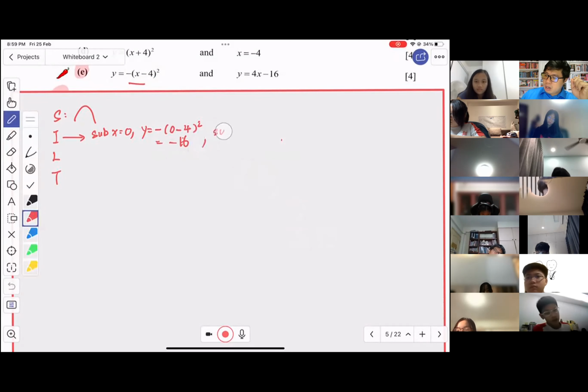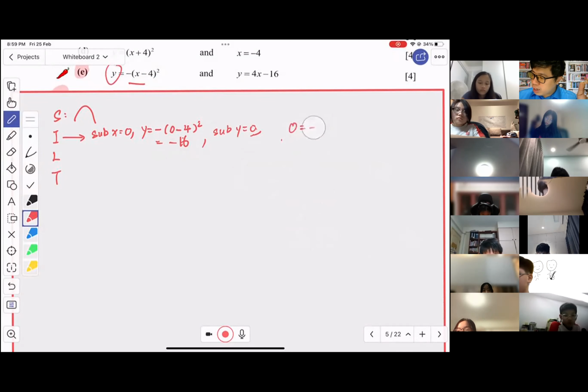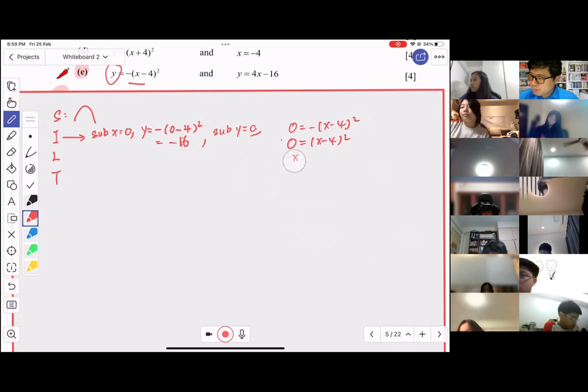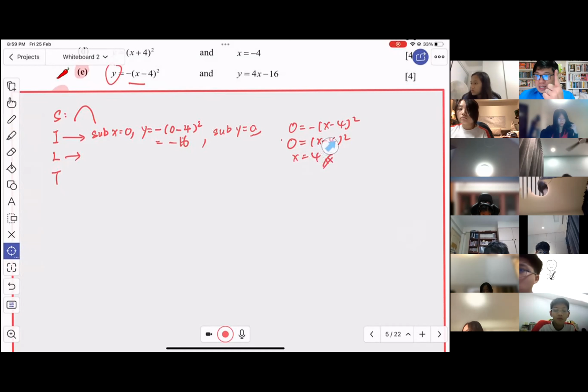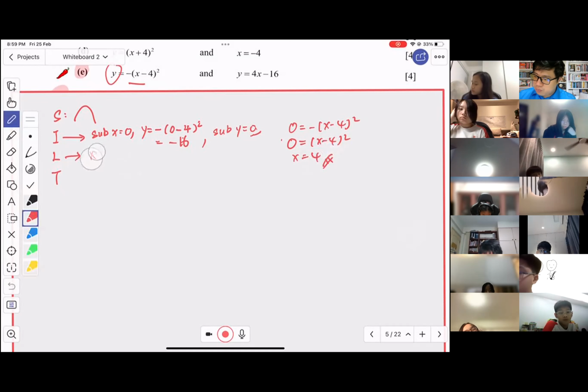Next, I sub y equals 0. Then 0 equals negative (x minus 4) squared. Multiply both sides by negative 1, then square root both sides. Actually, just x equals 4. So there's only one x-intercept. The line of symmetry is basically the intercept itself, x equals 4, and the intercept is (4, 0).